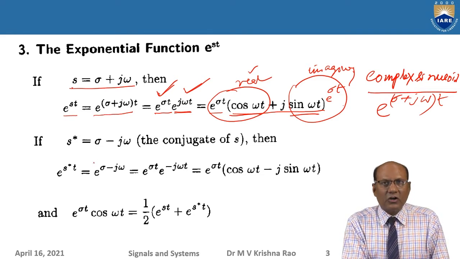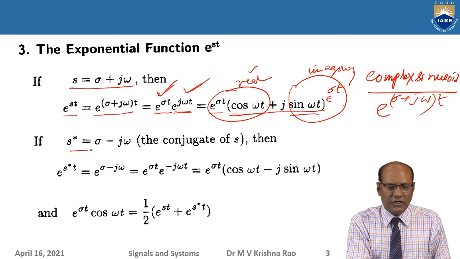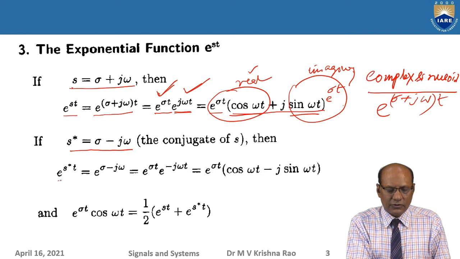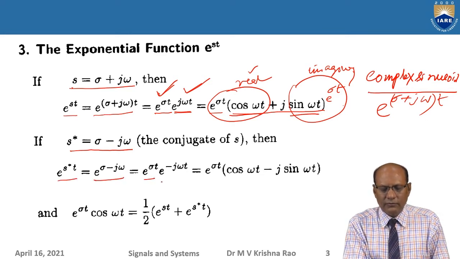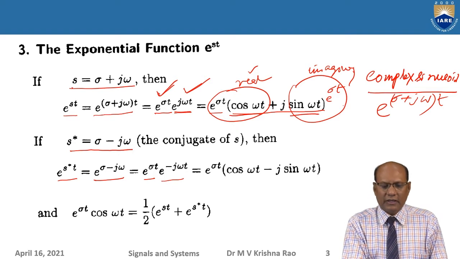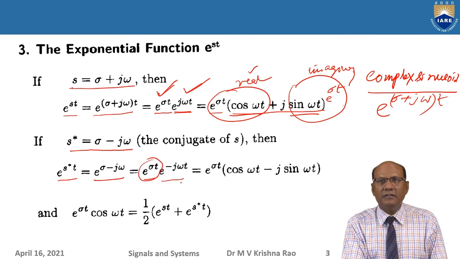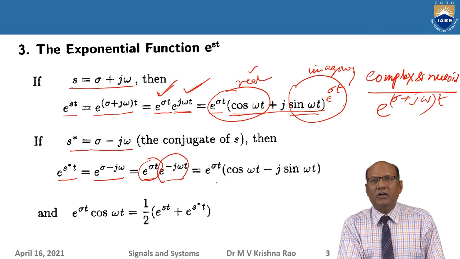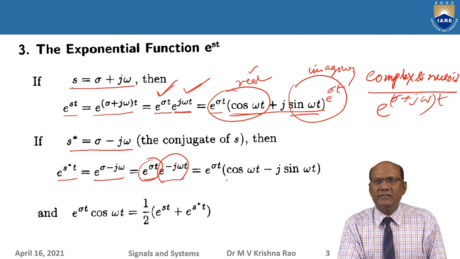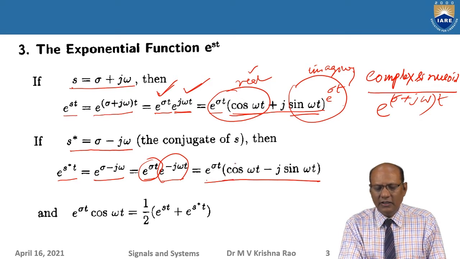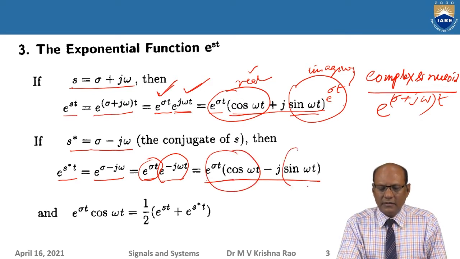Now, let us take the conjugate of this one. S star, the conjugate, is sigma minus j omega. Then what will you get? Substitute here: e to the power of sigma t multiplied by e to the power of minus j omega t. The real part is the same. Here e to the power of sigma t is the same function, but the complex function has become its conjugate. It has changed its sign. Now after substituting Euler's formula, I get this. Again here I have the real part and the imaginary part.